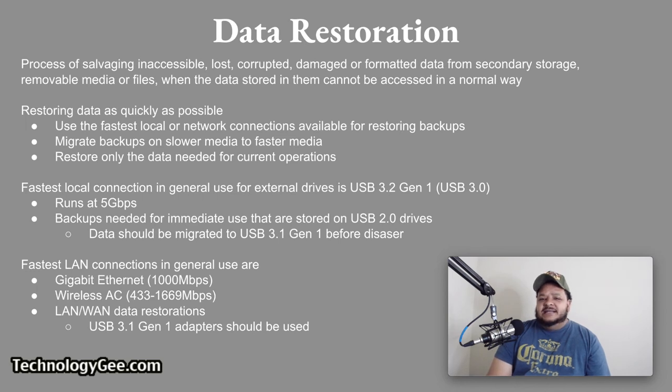The fastest local connection in general use for external drives is USB 3.2 Generation 1, or USB 3.0, which runs at 5 gigabits per second. If any backups needed for immediate use are stored on older USB 2.0 drives, that data should be migrated to a USB 3.1 Generation 1 drive before disaster. The fastest LAN connections in general use are gigabit Ethernet, or 1,000 megabits per second, and wireless AC.